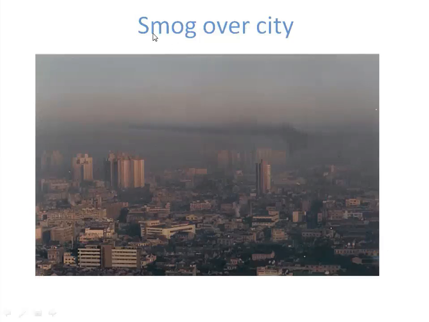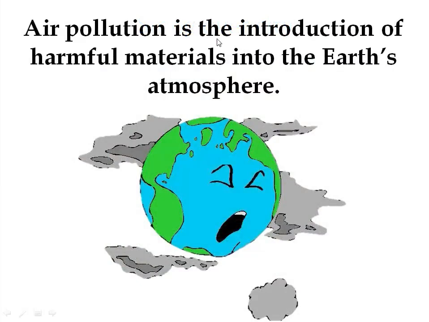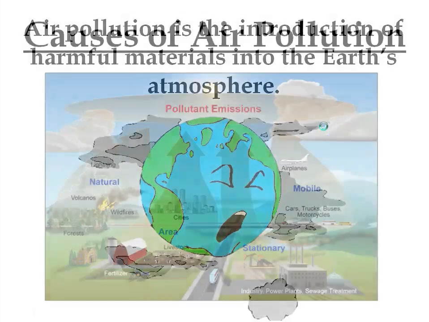Then this also leads to the development of smog over the city. Now this is not a fog, this is not a mist, this is smog, a mixture of a lot of suspended carbon particles in air. That is smog. Air pollution is the introduction of harmful material into the Earth's atmosphere. In the air, if we introduce a lot of unwanted harmful material in excess quantity, that is air pollution.